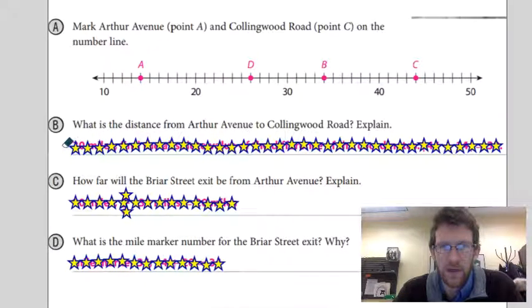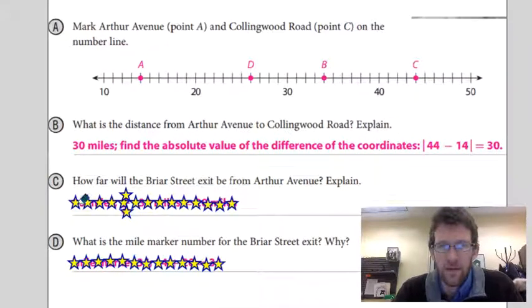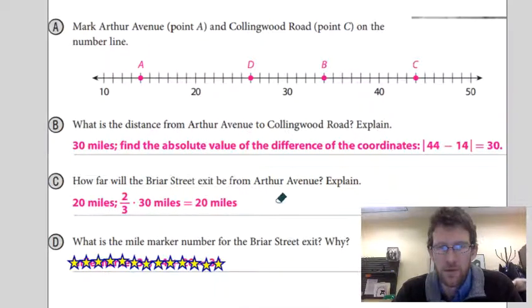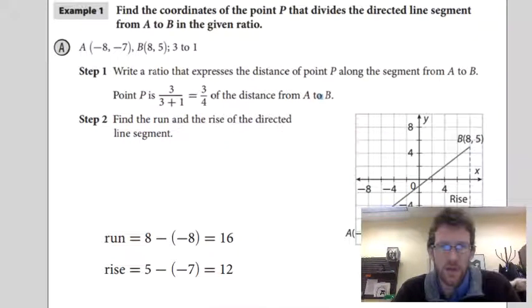So we should be able to calculate the distance, do a little bit of subtraction. How far will Briar Street be, so point B, from Arthur Avenue, right? We know it's going to be 2/3 of that distance. 2/3 of 30 miles is 20. So what point is 20 miles from point A, or what is 14 plus 20? 34. Cool. So that was a relatively easy one.